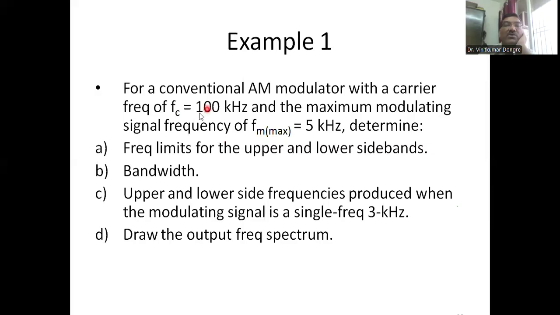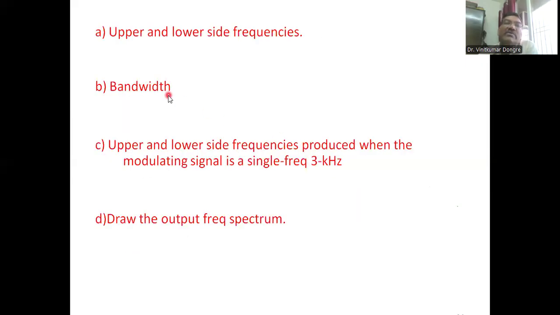So what is given here? Two frequencies are given. This is very simple. The spectrum we have just seen, that spectrum we have to draw. That is the last one. So we'll see one by one: the upper and lower sideband frequencies.